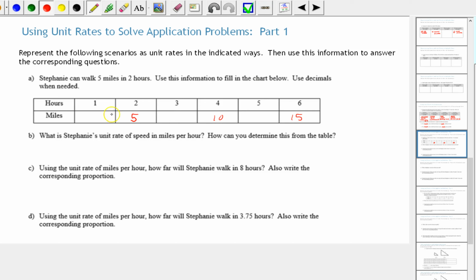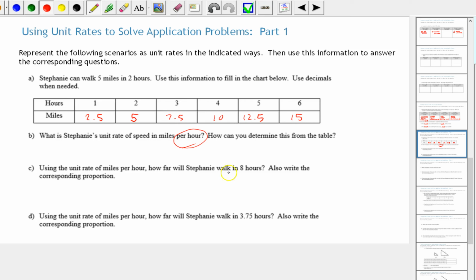To get to the unit rate, we divide 5 by 2, so this would be 2.5, and then they can maybe start filling in these. So her unit rate, you can tell this from the table, is in miles per hour, because it's saying per 1 hour, there's 1 hour.